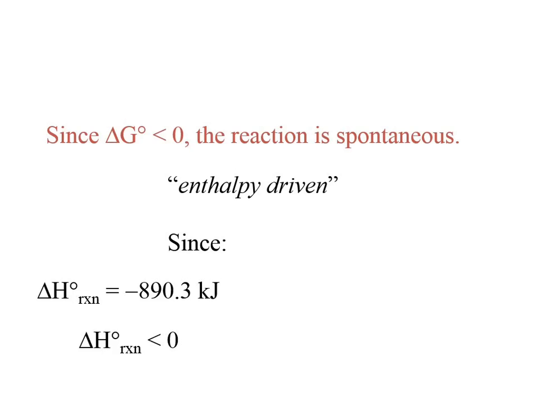So since delta G is negative, like you said, the reaction is spontaneous. And like I said, it's enthalpy driven, because the enthalpy term was the one that wanted spontaneity. Now, if it was driven by both, you just wouldn't say that. If both of them favor, then you just say it's going to be spontaneous.